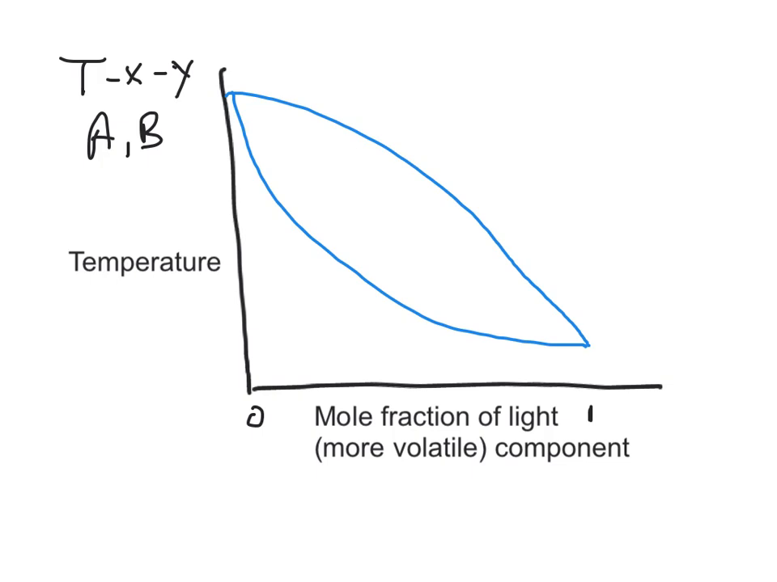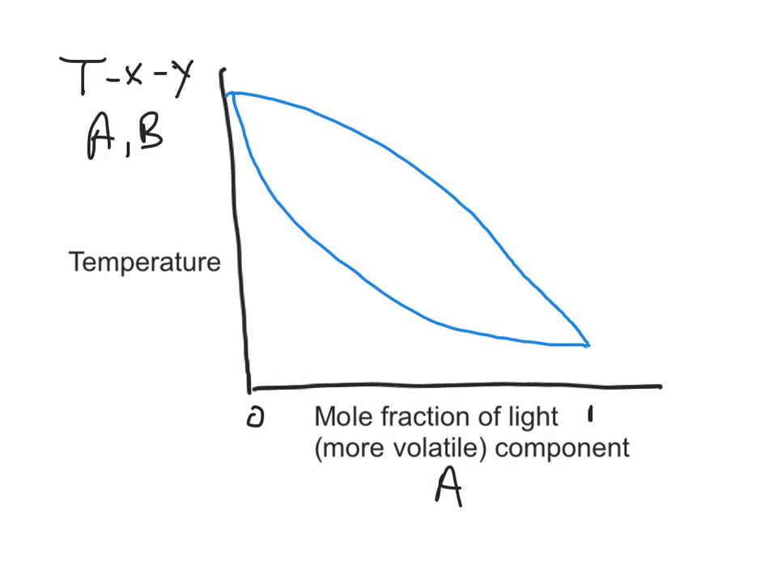And so here's a typical plot we might see. The mole fraction, again, goes from 0 to 1 here, because those are the only values we can have for mole fraction. And in this case it's plotted for the more volatile component. In our example we've been using, this has been A.